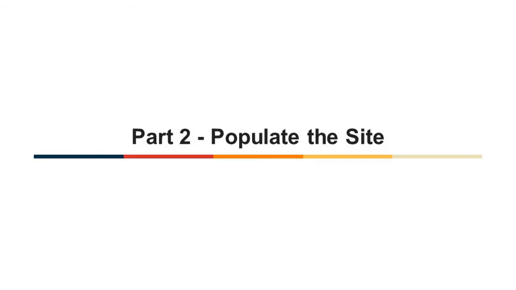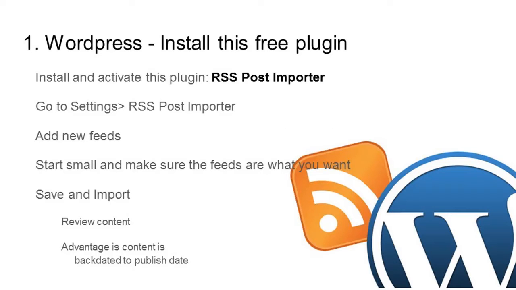Okay, part 2 is populate the site. Now this is not a very long part because you've already got your RSSMasher made and you've already got your WordPress set up, so we're going to add a couple plugins. I'm going to show you how right now. First off, we're going to WordPress and we're going to install this free plugin. Very, very simple to use, and it's become my favorite one in building sites. RSS Post Importer.